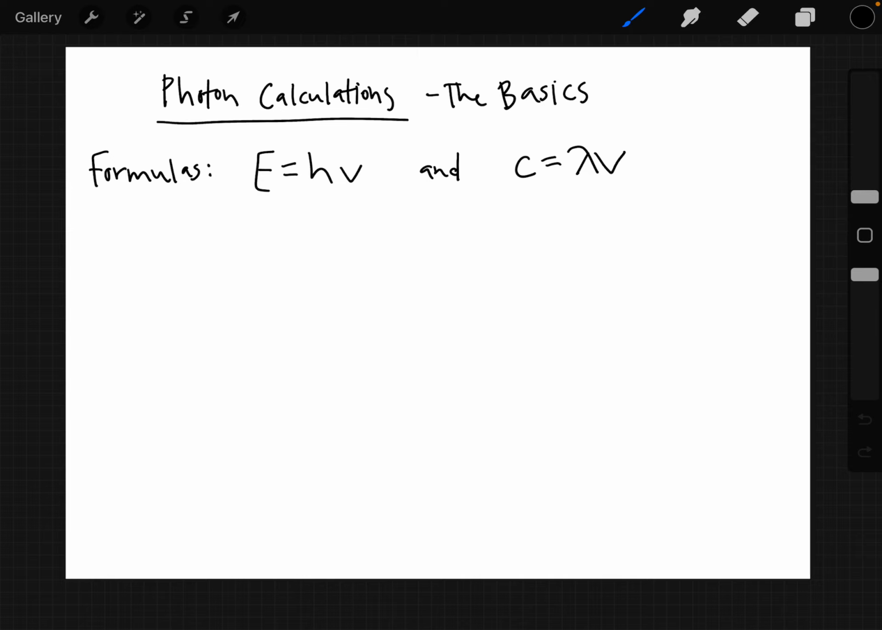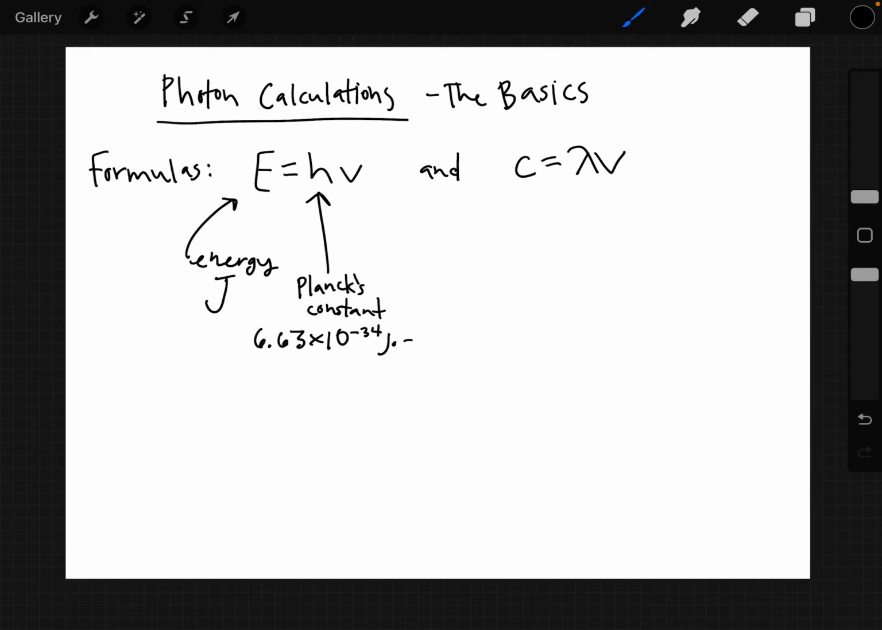So there are two formulas you're going to use in this unit. The first one is E equals H times V. E stands for energy, okay? And the unit we use for energy is joules. H is going to be a constant, and it's called Planck's constant. And this is just a number to make the math work. And it ends up being, I believe, 6.63 times 10 to the negative 34th joules times seconds.